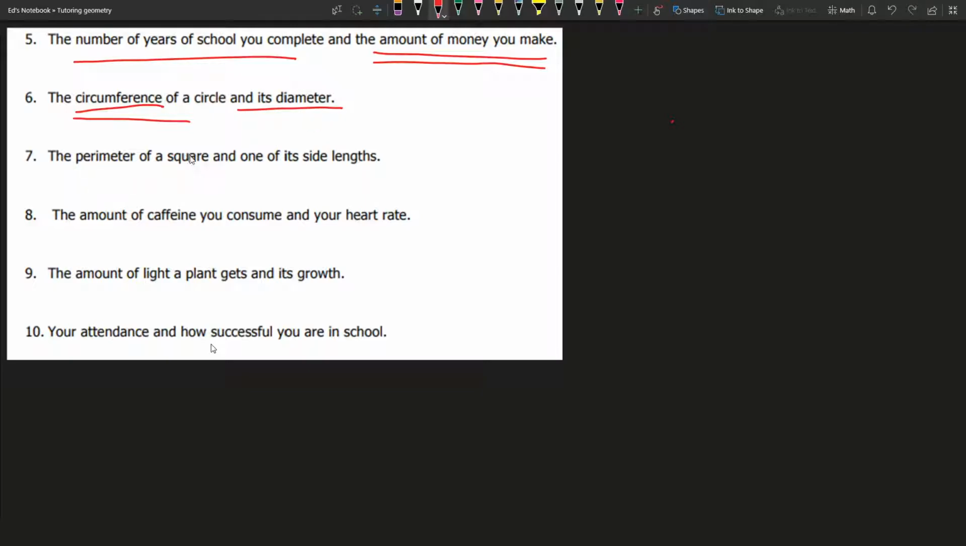The perimeter of a square depends on one of its sides. The amount of caffeine you consume: my heart rate depends on the amount of caffeine. I'm drinking a coffee right now. I feel my heart rate going up. The amount of light a plant gets and its growth. So the amount of light is the input. Its growth is the output. Your attendance is the input. How successful you are at school is the output.